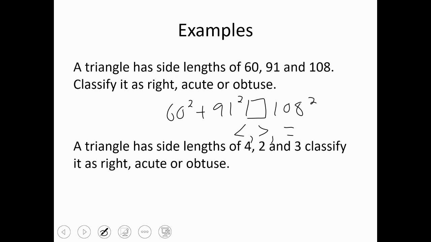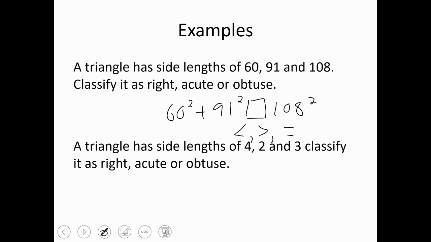If, on the other hand, 60 squared plus 91 squared is less than 108 squared, we'll use one of the theorems we just proved, and we conclude that the triangle would be obtuse. If, on the other hand, 108 squared is less than 60 squared plus 91 squared, it would be acute. So however this turns out, we can know what kind of triangle it is.